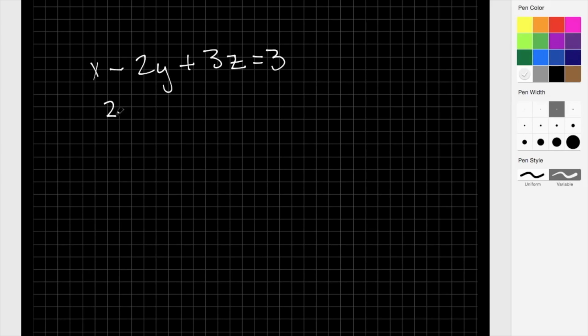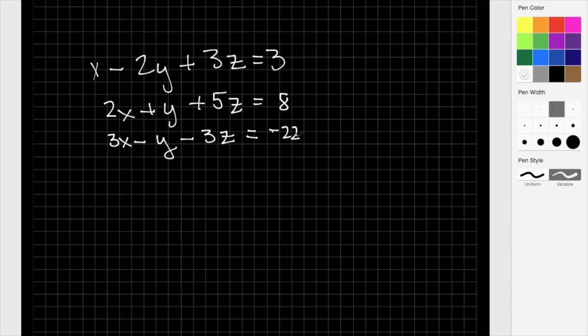And then we're going to have 2x plus y plus 5z equals 8, and then 3x minus y minus 3z is equal to negative 22. Now this is three variables, and notice I have three equations this time. That's kind of how it works. As long as I have the same number of equations as I do unknown values, then doing this method will always tend to work out.